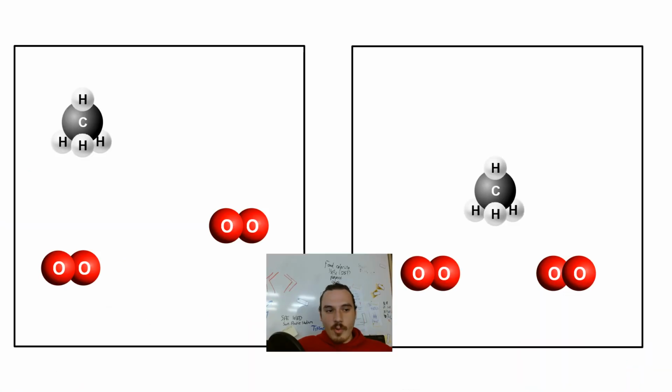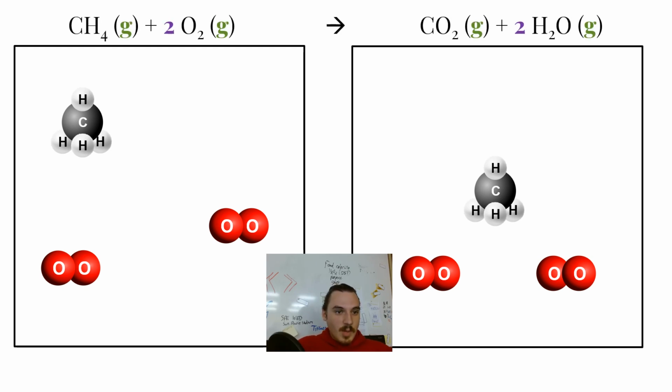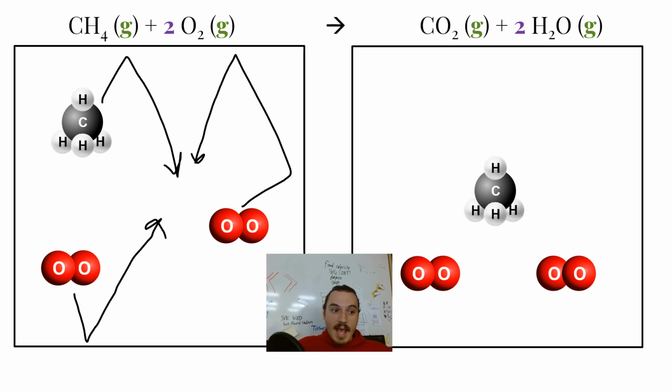Okay? So if we wanted to represent this with a particle drawing, all right, and remember, I have to have the same number of atoms on the left as I do on the right if I want to show the conservation of matter. Those atoms can't be created and they can't be destroyed, okay? So the way I'd represent this, all right, here's our chemical equation again. And let's not forget these are gases, so as they bounce around, eventually they'll collide together.